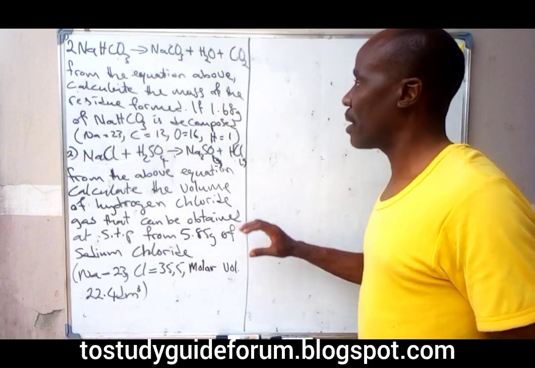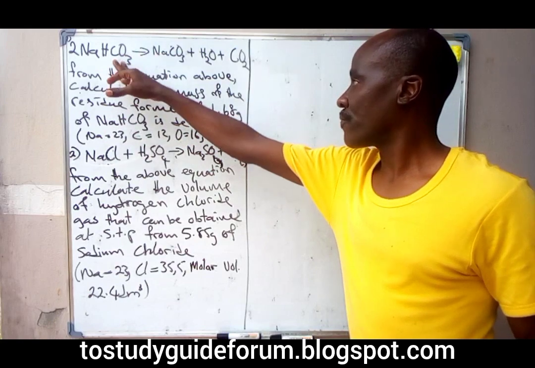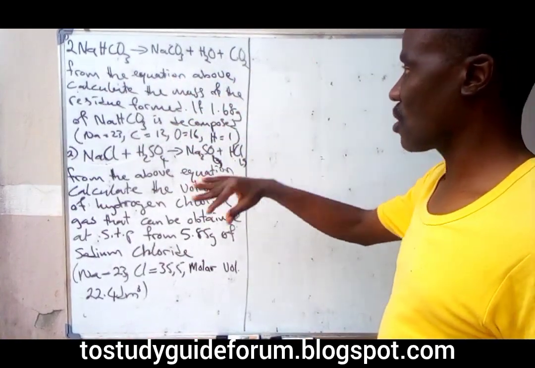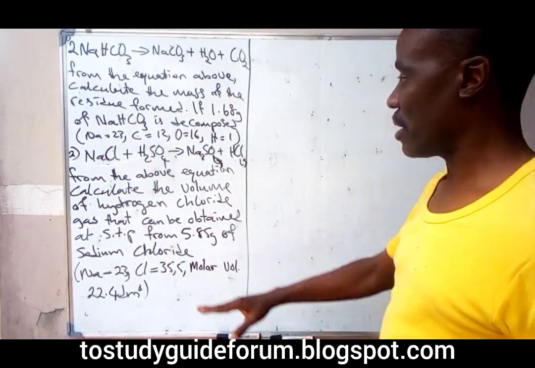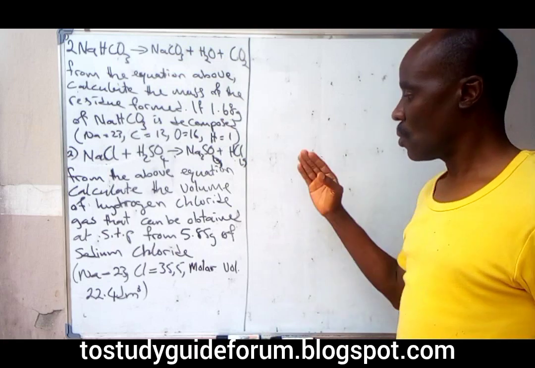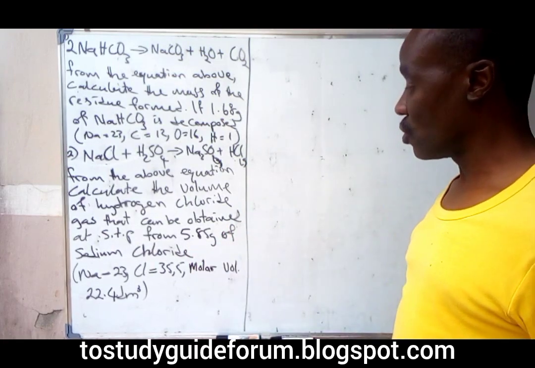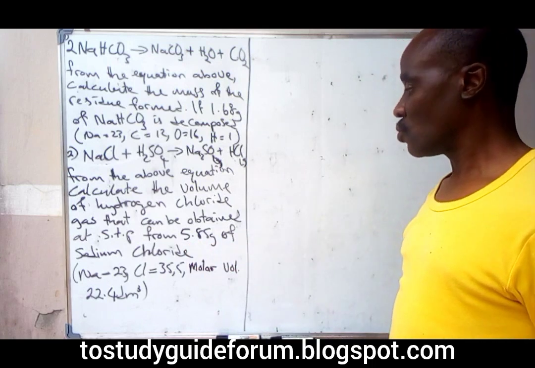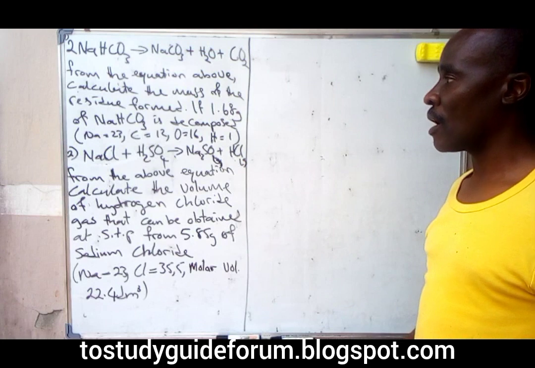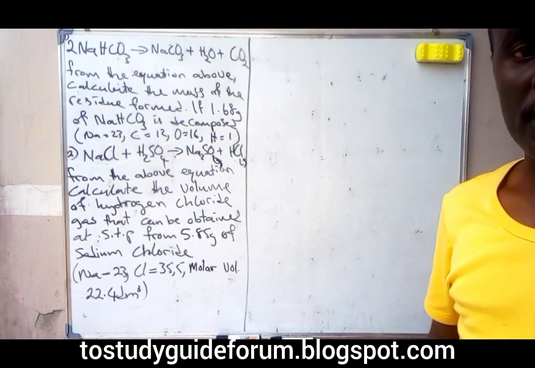Here we'll be talking about how to calculate the residue from this equation. And the second question is about how to calculate the volume of hydrogen chloride gas produced by 5.8 grams of sodium chloride.